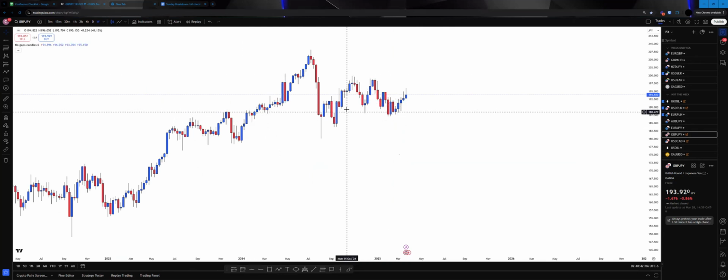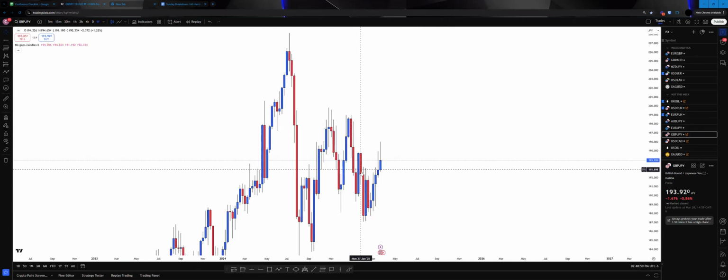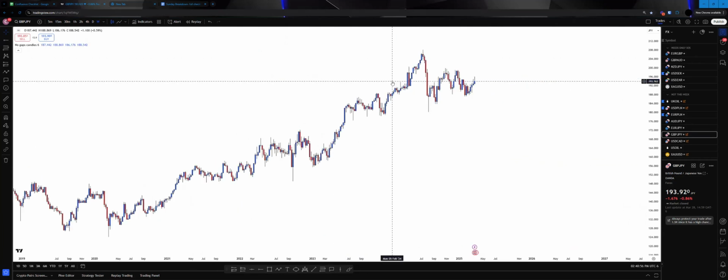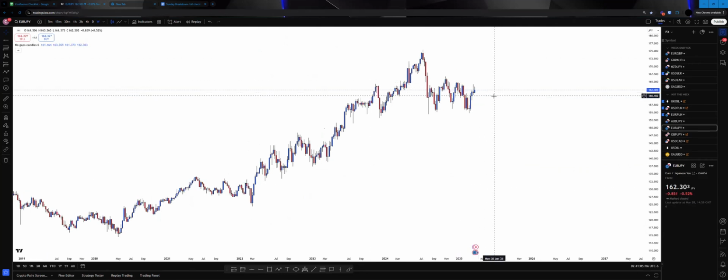GJ, we are bearish. So currently bearish, haven't reacted off a weekly area of interest or anything like that. So we're just not interested in it yet. Euro JPY, same thing. We're bearish. We're here. Have we reacted off a weekly area of interest?